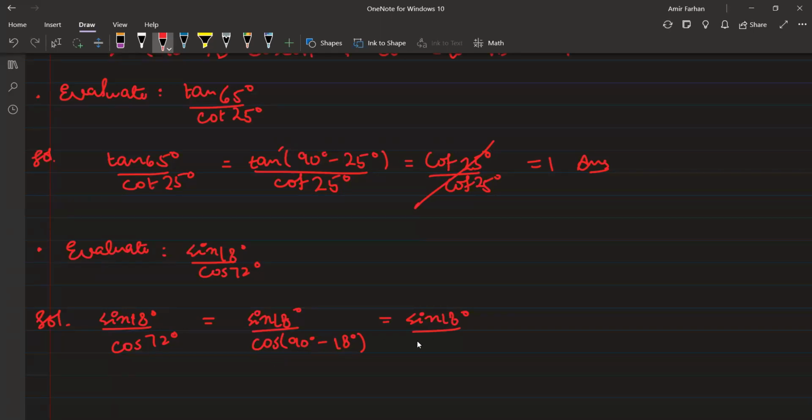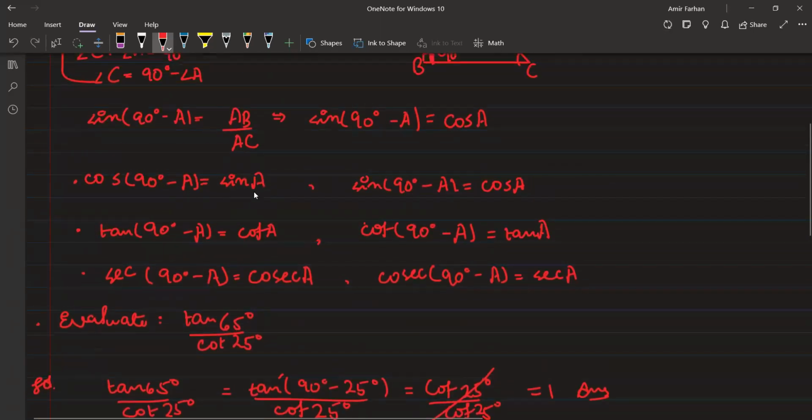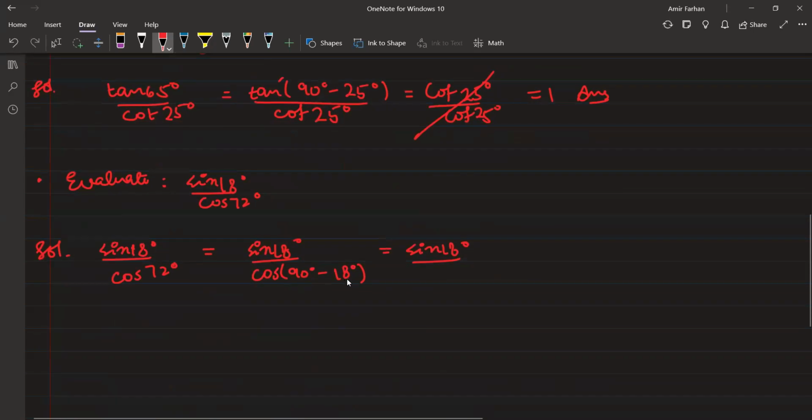Cos(90° − A) equals sin A. So cos(90° − θ) equals sin. What will be the angle inside the sine? 18. Very good. Which is equal to 1 basically. This will get cancelled out. Is this clear to you, dear? Yes.